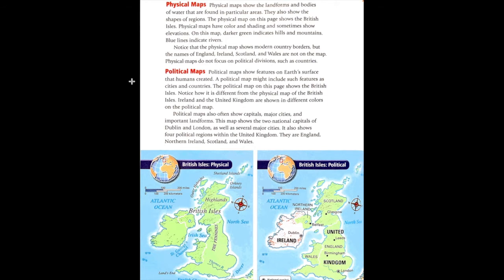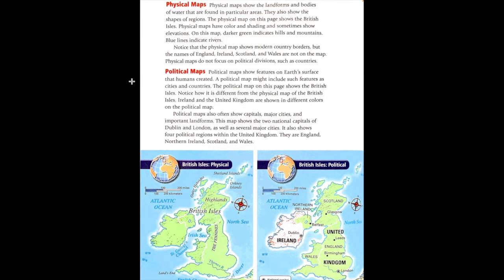Political maps. Political maps show features on Earth's surface that humans created. A political map might include such features as cities and countries. The political map on this page shows the British Isles. Notice how it is different from the physical map of the British Isles. Ireland and the United Kingdom are shown in different colors on the political map.